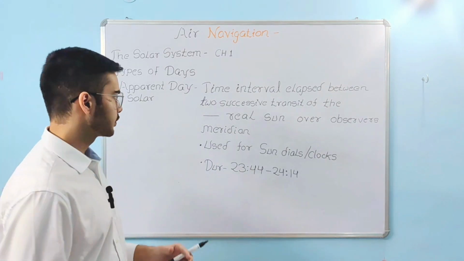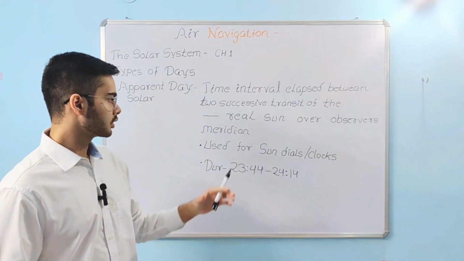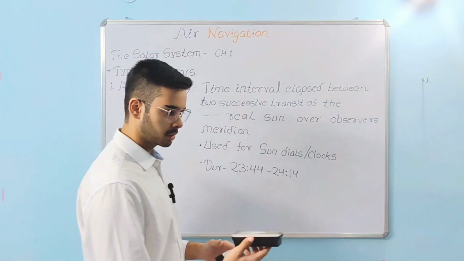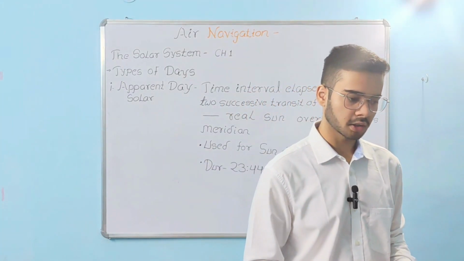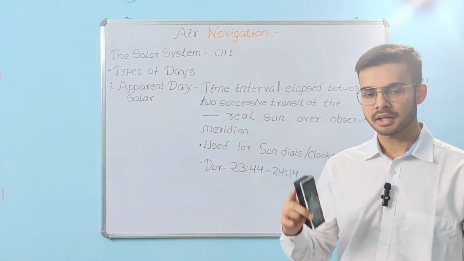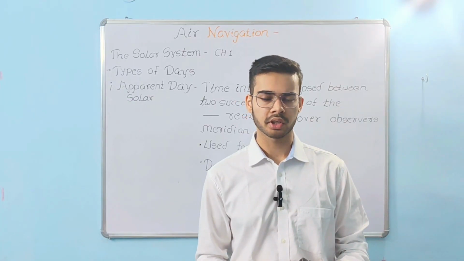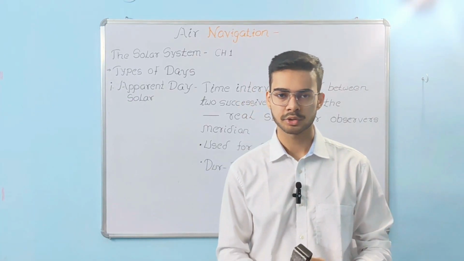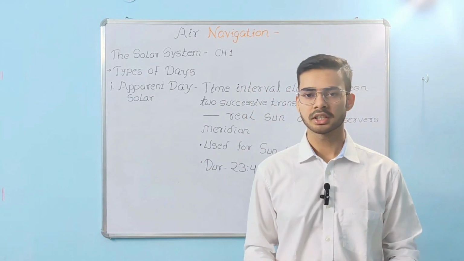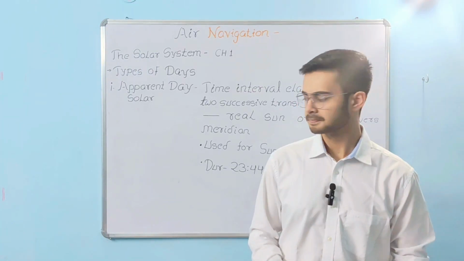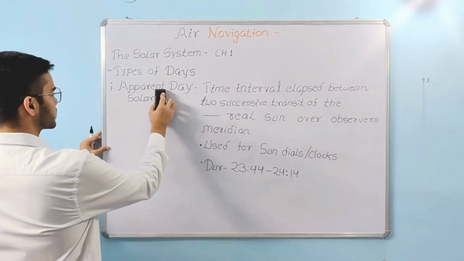And very similarly for the mean solar day, not much changes. The sun will become imaginary, the duration will become exactly 24 hours, and the use will become the clocks that we use, either 12-hour clocks or 24-hour clocks that we use in our homes, that are dependent upon the mean solar day. Let's write it down.